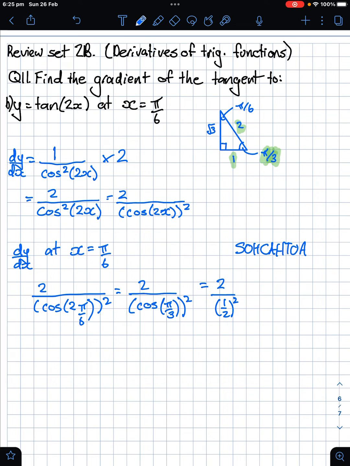Alright, so then that's going to be 2 over 1/4, because 1 squared is 1 and 2 squared is 4. And then this will be 2 times 4 over 1. So our slope at that point is going to be equal to 8.